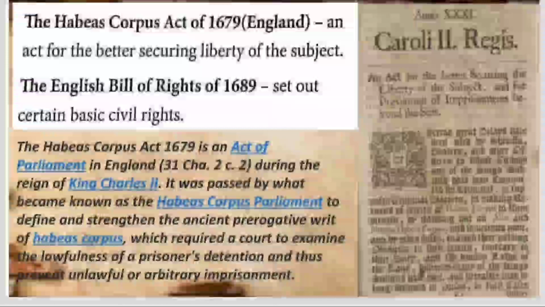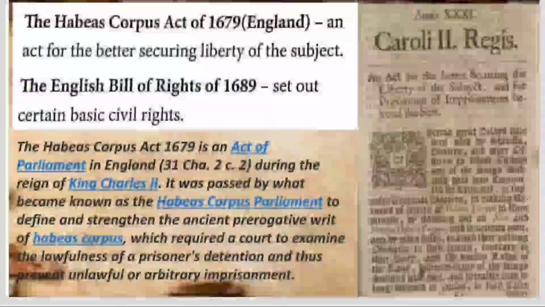Subject means people. The Habeas Corpus Act 1679 is an act of parliament in England during the period of King Charles II. It was passed by what became known as Habeas Corpus Parliament to define and strengthen the ancient prerogative writ, means written command, of habeas corpus, which required a court to examine the lawfulness of a prisoner's detention and thus prevent unlawful or arbitrary imprisonment. In simple term, habeas corpus means bring a person before a court or a judge.